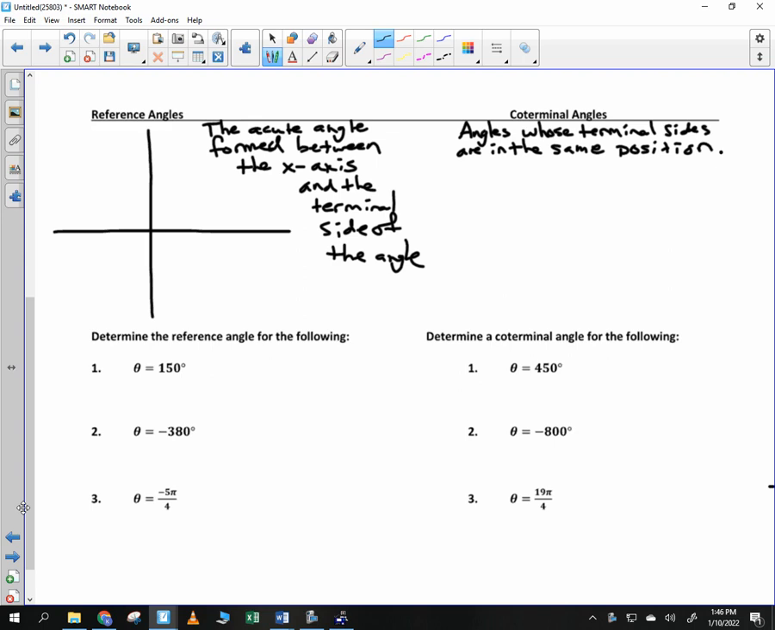So what's an acute angle? Yep, an angle that's less than 90 degrees, between 0 and 90. All good? Okay, so I'm going to show you an example of a reference angle.